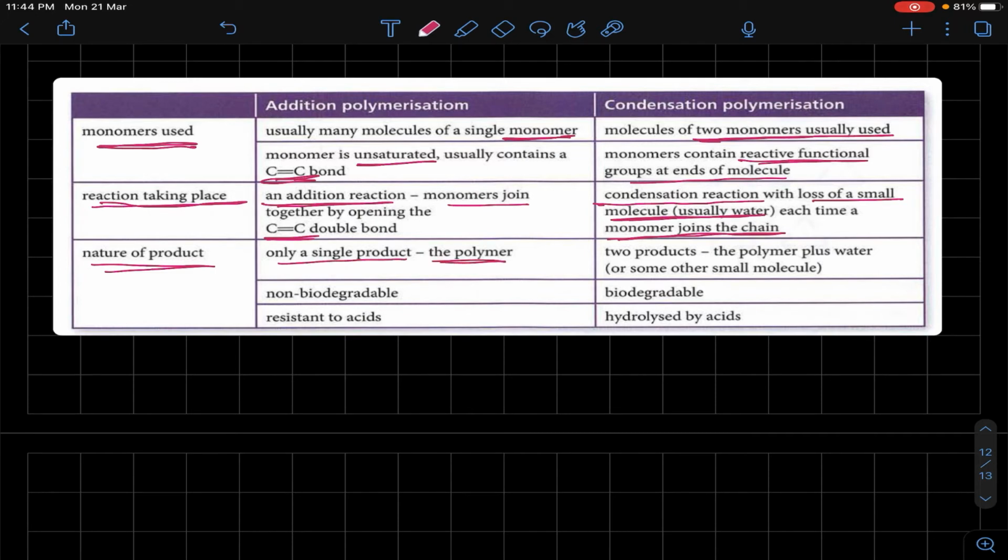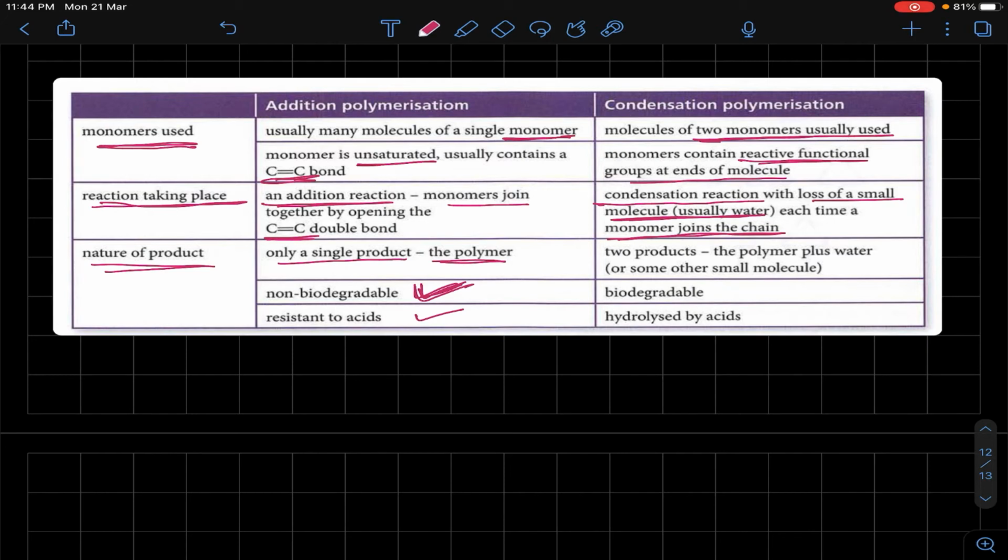For example, we get polyethene from ethene. So they are non-biodegradable. We have discussed in the past paper section of addition polymers that they are non-biodegradable and they are resistant to acids. They do not react with acids or alkalis.